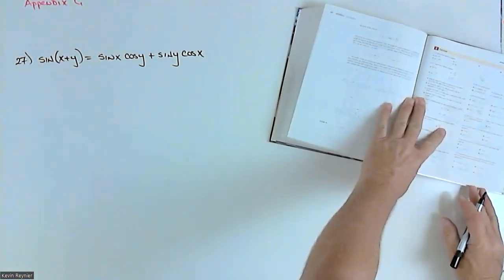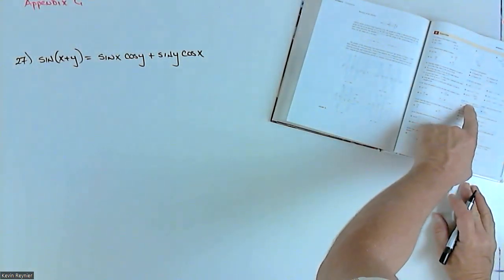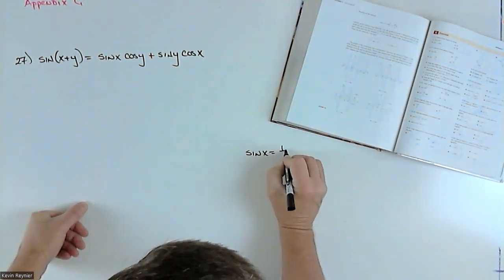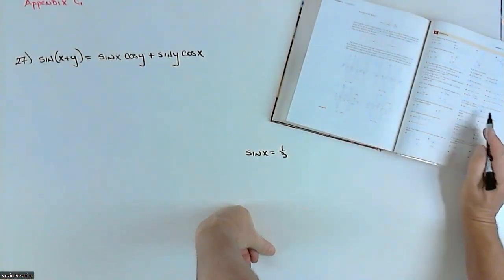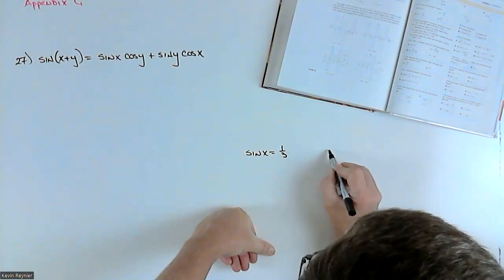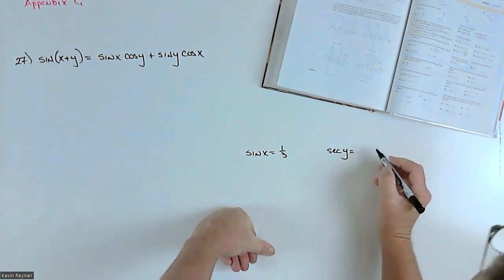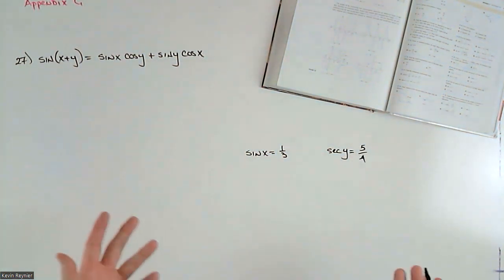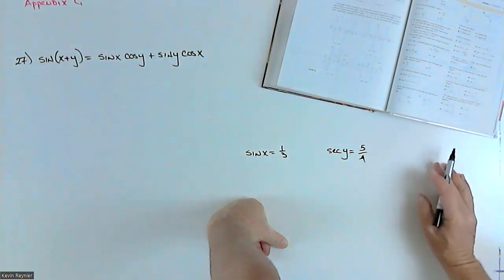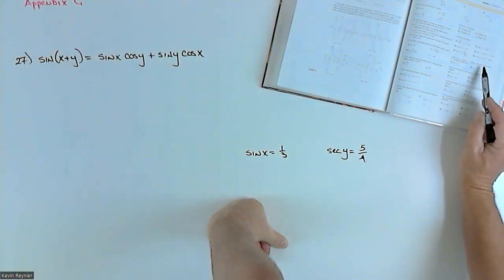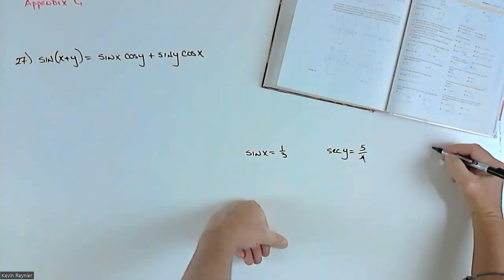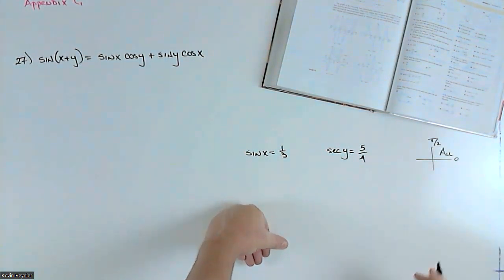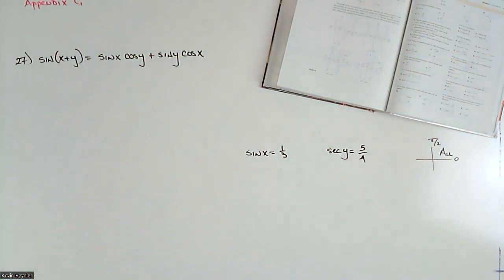So what do they tell me? They tell me in problem 27, sine of x is 1/3, right? So these are my givens. I'll write them over here. Sine x equals 1/3. And they tell me secant of y equals 5/4. Right? Now, these are very familiar numbers, 1 and 3, 5 and 4. They also tell us that x and y lie between 0 and pi/2. Now, we've already talked about that, right? They lie between 0 and pi/2. They're in the quadrant where all the trig functions are positive. And why is that important?